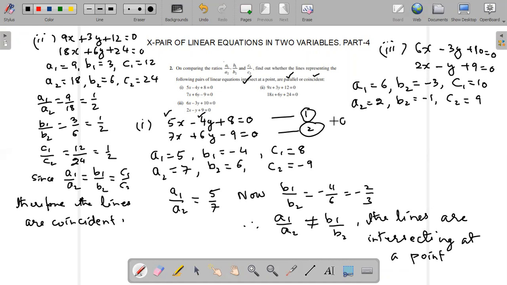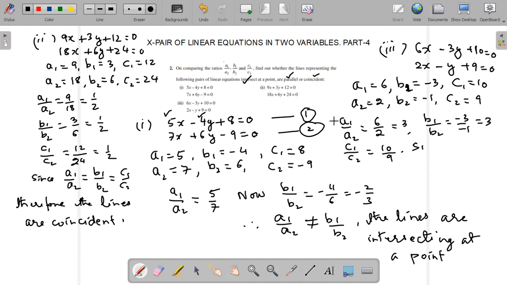So now find a1 upon a2 first. a1 upon a2 is equal to 6 upon 2. So 2 threes are 6, 3 we got. Then find b1 upon b2, that is minus 3 upon minus 1, minus minus cancel, again you got 3. Now check c1 upon c2. c1 upon c2 is equal to 10 upon 9. That is not equal to 3.